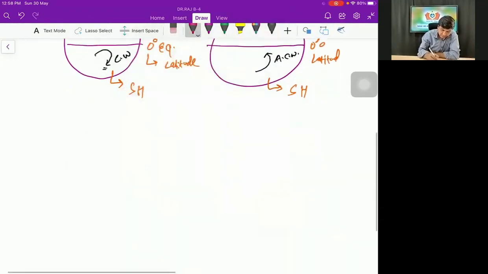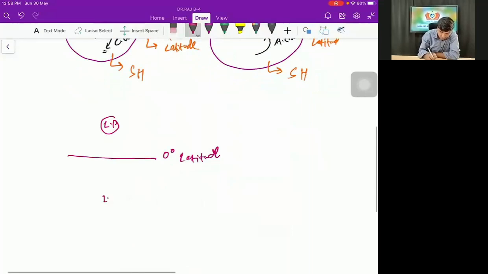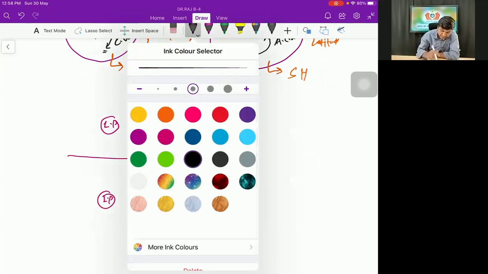Cyclones will originate at low pressure areas. So this is 0° latitude, and cyclones will originate at low pressure areas. Again, cyclones will originate at low pressure areas. So this is the southern hemisphere and the above is the northern hemisphere.